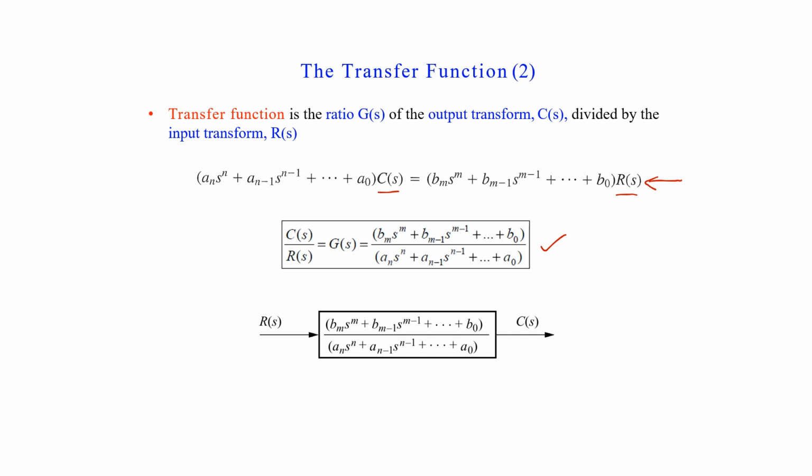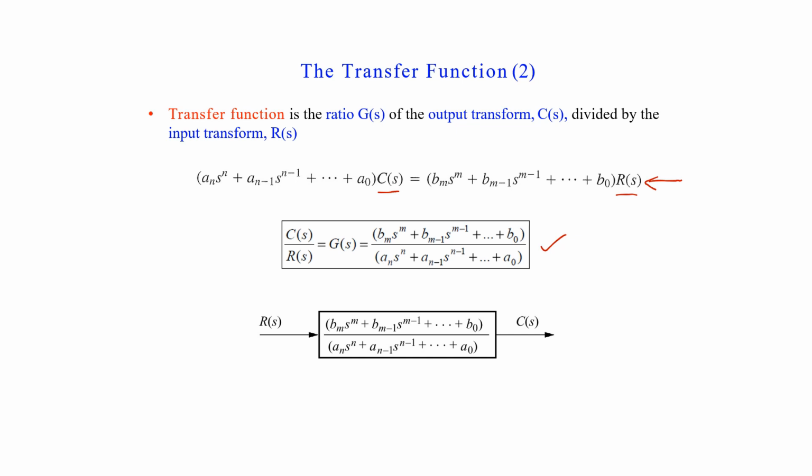This expression is called the transfer function of an LTI system. So by definition, the transfer function is the ratio of the output C of s divided by the input R of s, assuming all the initial conditions equal 0.